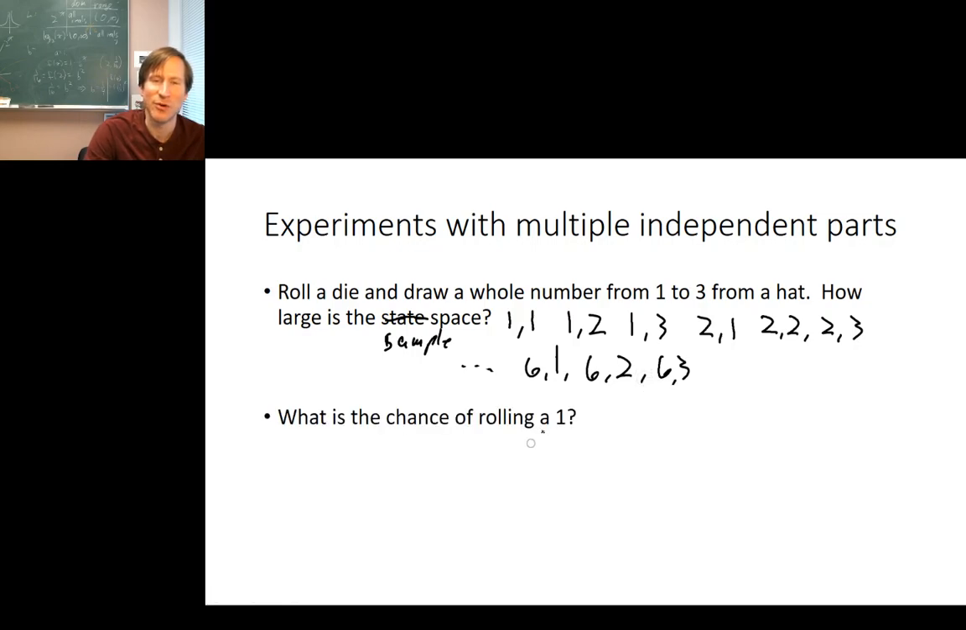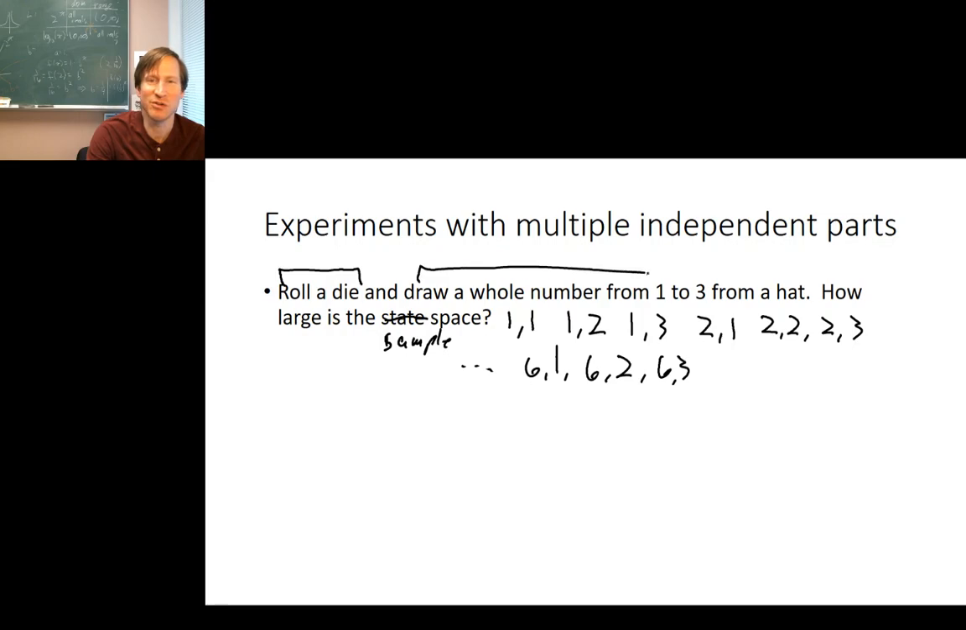Okay, so how many outcomes is this in total? Well, our experiment has 2 pieces. There's rolling a die, and then there's drawing a whole number from 1 to 3. These 2 pieces don't interact in any way. They're completely independent. The number of outcomes for rolling a die is 6, and the number of outcomes for drawing a number from 1 to 3 from a hat is 3. So the total number of outcomes is 6 times 3, that's 18 possible outcomes. So our sample space has 18 outcomes in it.